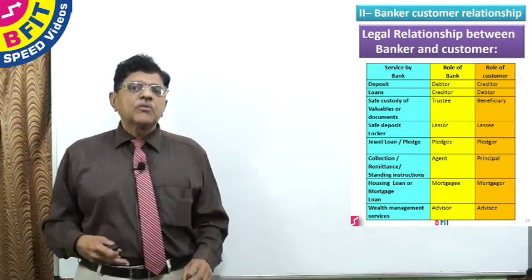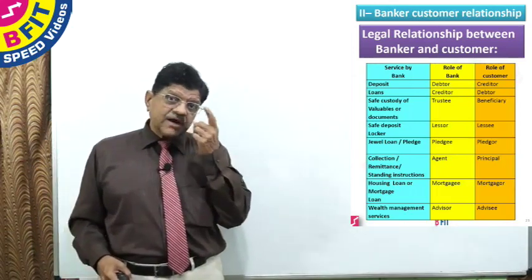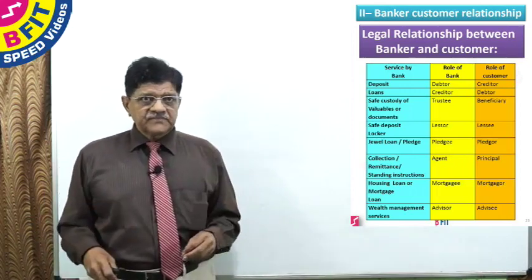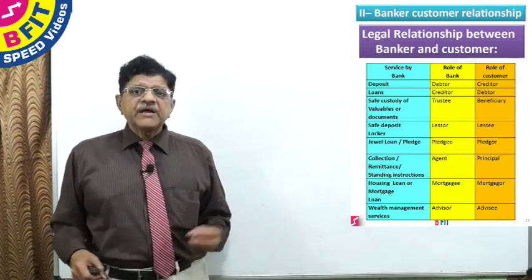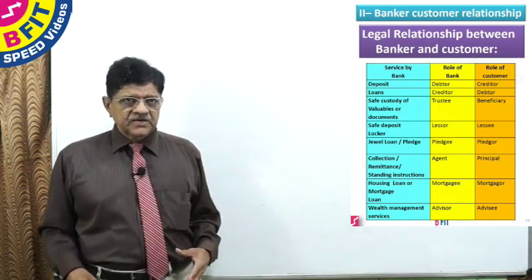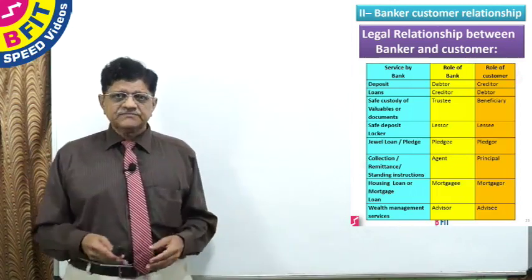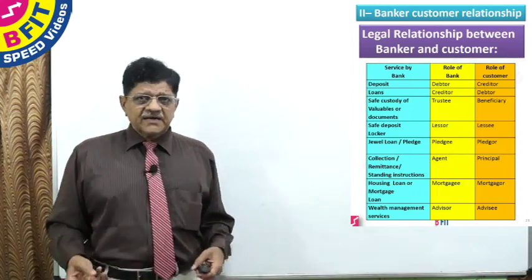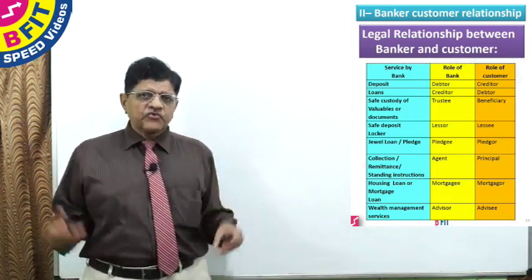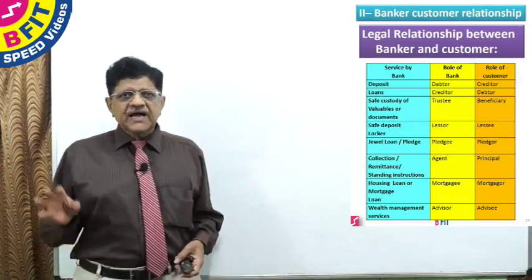You can pledge movable properties. You can mortgage immovable property. Therefore, when a person takes a housing loan, the person mortgages his house to the bank. And therefore, the bank becomes the mortgagee and the person becomes the mortgagor. Then wealth management services. Sometimes the bank is doing so many agency services. It advises the clients how to invest their money in profitable portfolios. In such cases, the bank is the advisor and the customer is the advisee.